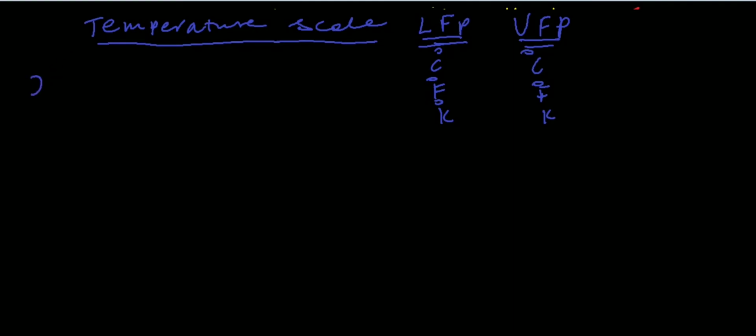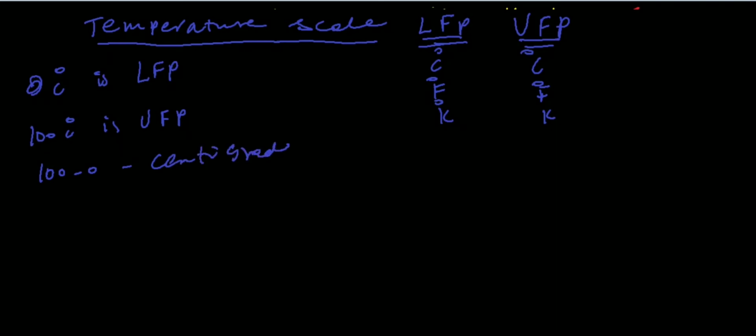That means 0 degrees Celsius is the lower fixed point and 100 degrees Celsius is the upper fixed point, for degrees Celsius. The distance between 0 degrees Celsius and 100 degrees Celsius is called centigrade. The name centigrade scale means 100 steps.